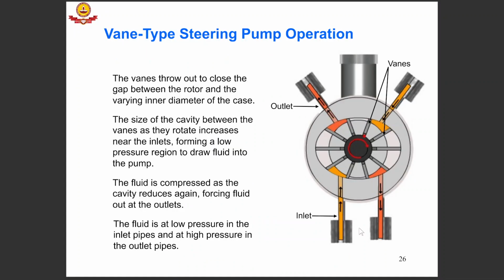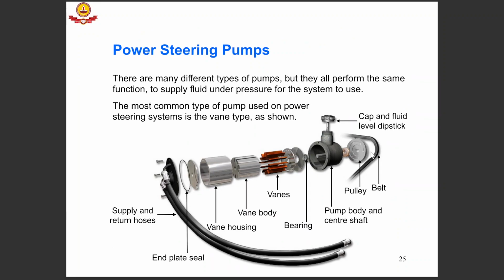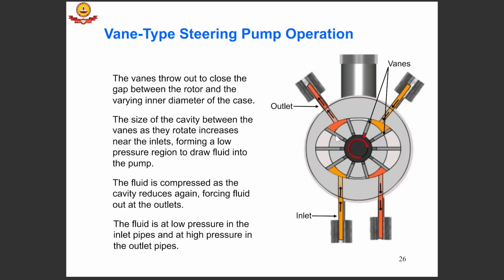So this is how a vane type pump operates. Right, there are inlets where fluid comes in. As you can see, this is a bigger chamber, and as this rotation happens, it first expands and then it compresses. So vanes are something like plates. These plates move inside and outside of this vane body, which is like a slotted cylinder.